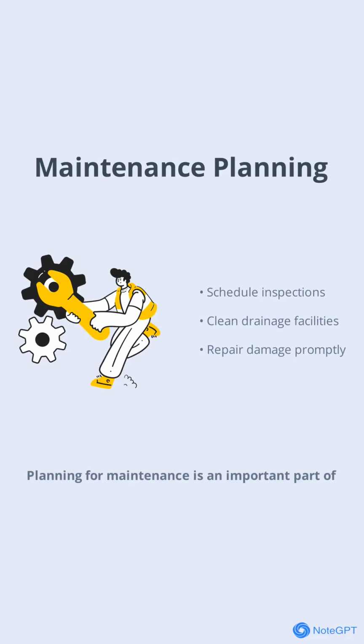Planning for maintenance is an important part of ensuring the long-term performance of rock fill structures. This includes scheduling regular inspections, cleaning drainage facilities, and repairing any damage that occurs over time. A proactive maintenance plan helps to extend the life of the structure and reduce the risk of unexpected failures.